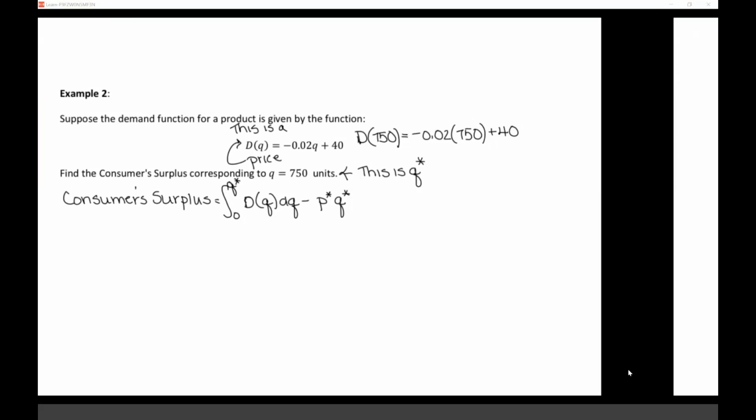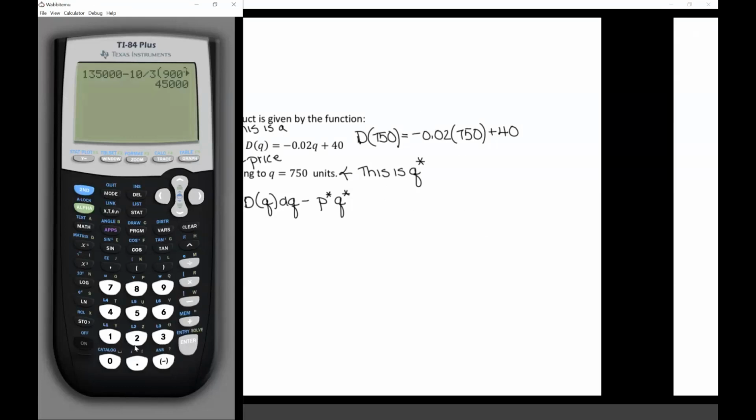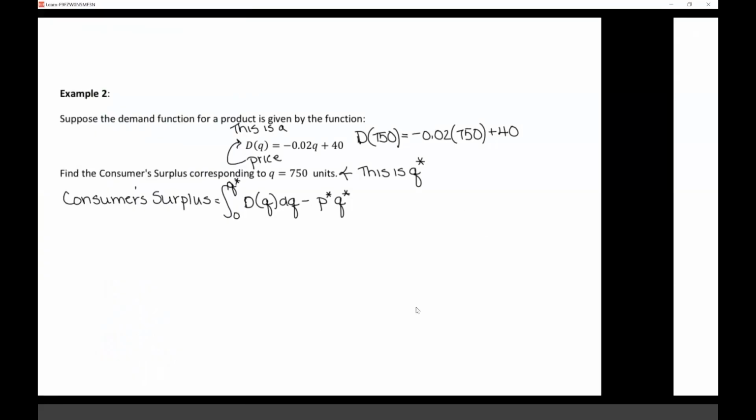And again, this is a calculator problem. So just fire up the calculator and I say negative 0.02 times 750 plus 40. That gives me 25. So P star is 25. Now you've got your Q star and your P star.